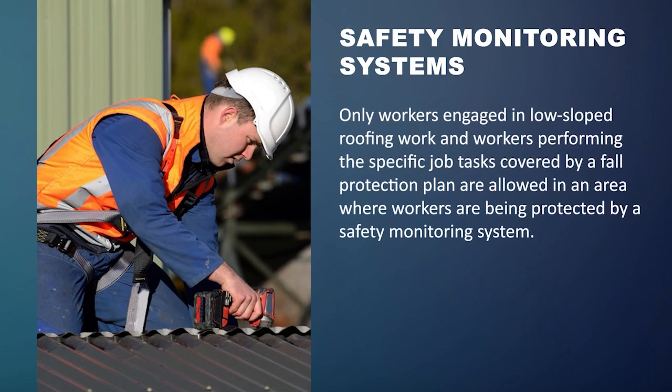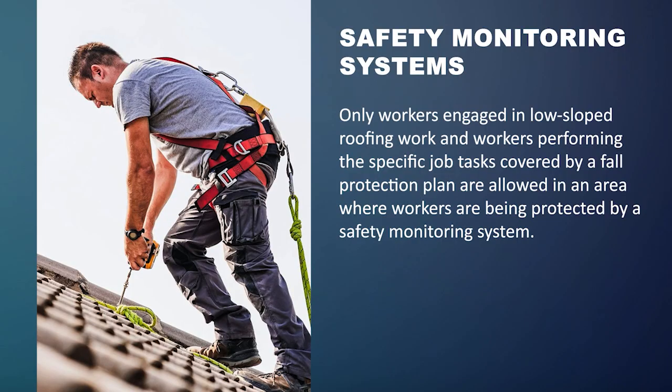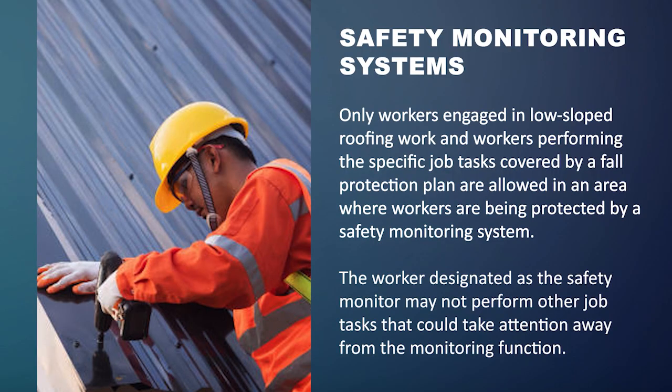Only workers engaged in low-slope roofing work and workers performing specific job tasks covered by a fall protection plan are allowed in the area where workers are being protected by a safety monitoring system. The worker designated as the safety monitor may not perform other tasks that could take attention away from the monitoring function.